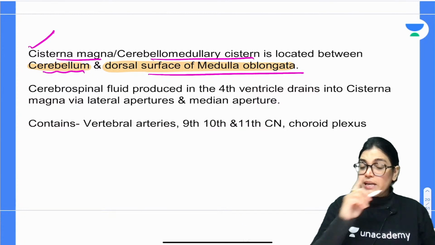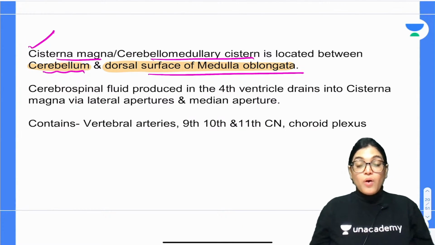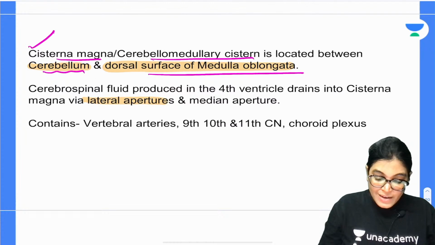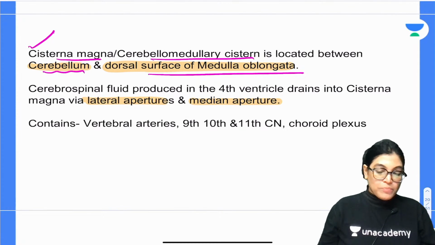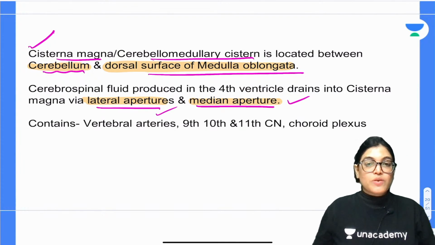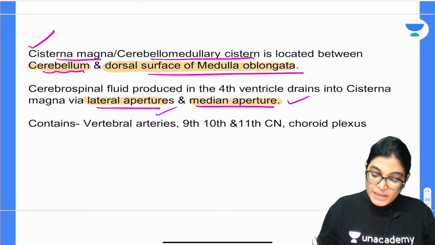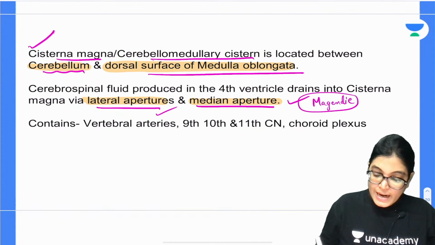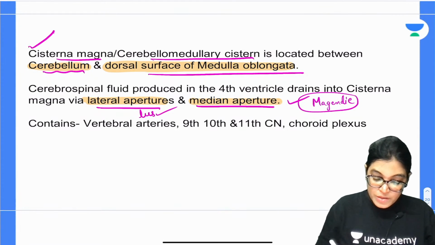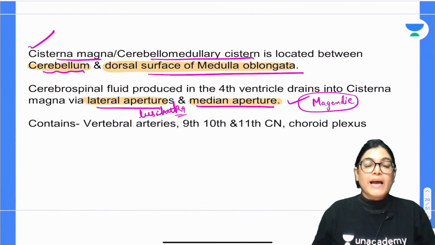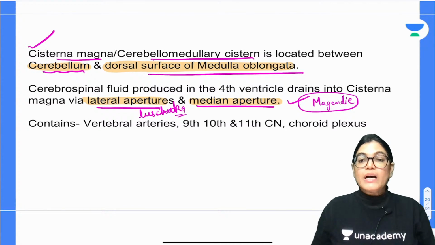Now, another important point. I have already covered the fourth ventricle, and you have seen in the roof of the fourth ventricle there were lateral apertures and median apertures. What is the other name of the median and lateral apertures of the fourth ventricle? Anyone wants to reply? The median aperture is called the aperture of Magendie, and the lateral apertures are called the apertures of Luschka. Through the apertures of Luschka and Magendie, which are present in the inferior part of the roof of the fourth ventricle, this will communicate.